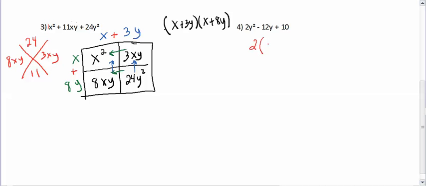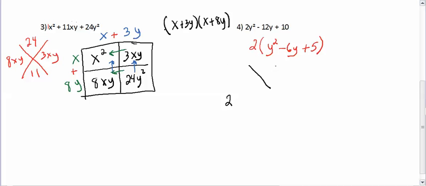Okay, so now if I take that out, I have a y squared left. 2 times what is going to give me a negative 12? It's a negative 6. And I have a y. 2 times what is going to give me a 10, and that's going to be a positive 5. Okay, so now I'm only going to factor what's in parentheses. I keep the 2 because the 2 is going to be part of my answer for later.